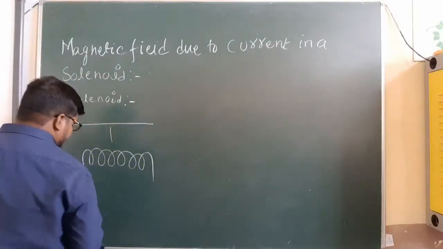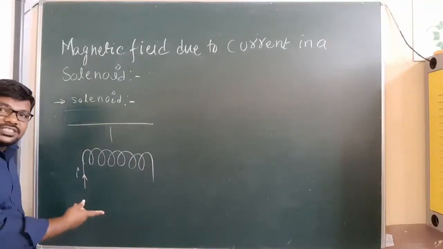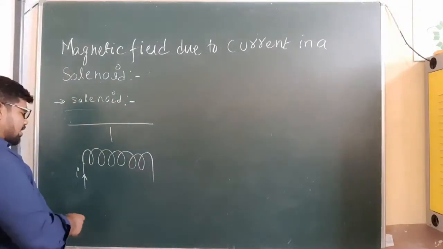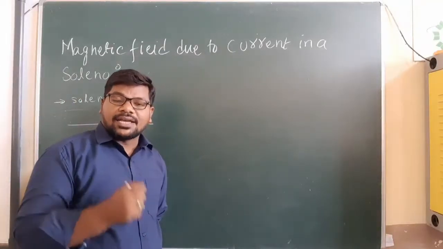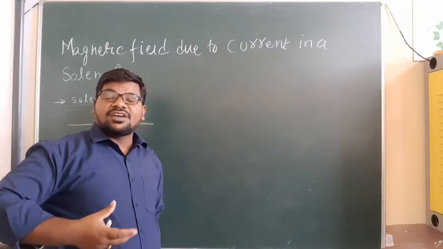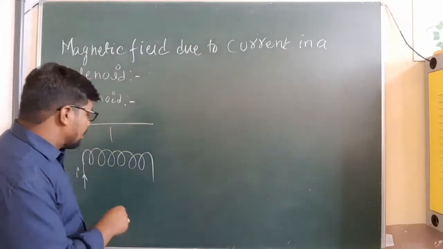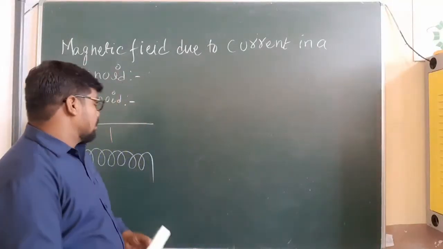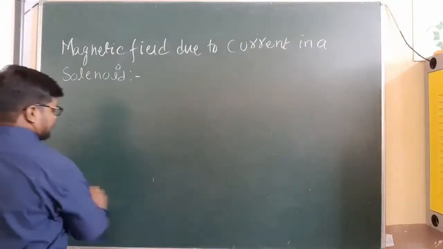Here, what happens? If we send current through it, it produces a magnetic field. When current passes through a solenoid, the solenoid produces a magnetic field like a bar magnet. So how can we identify the field of a bar magnet? Similarly here, the solenoid produces a magnetic field. Clear? How can we produce a magnetic field using a solenoid? Now we will check.